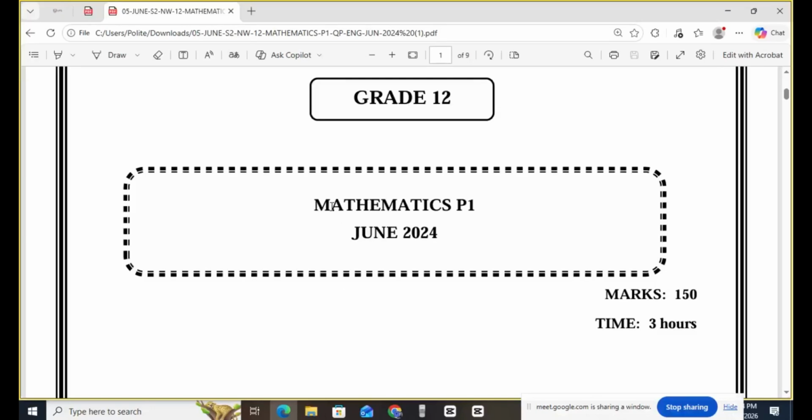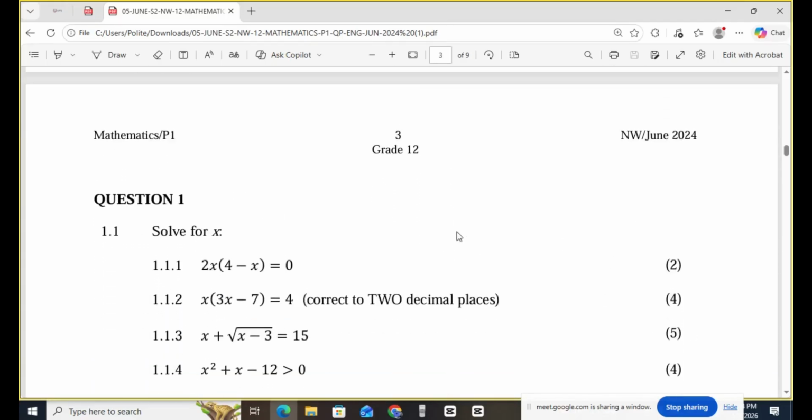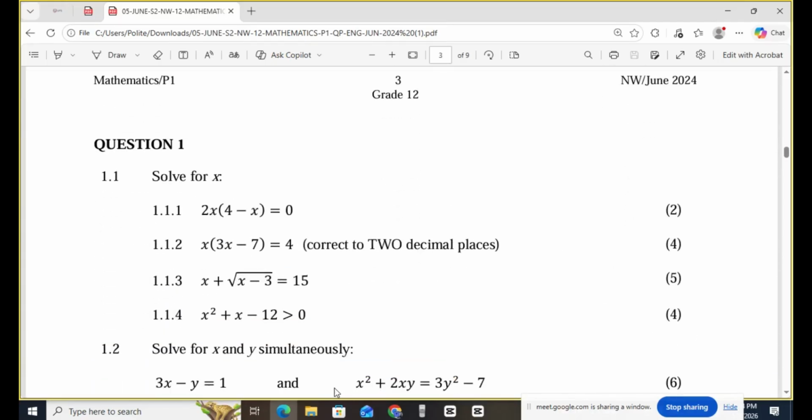Right, so we're going to work on this mathematics paper from June 2024. This is the one from the Northwest. Let's see what we have on question one. This is what we see on question one.